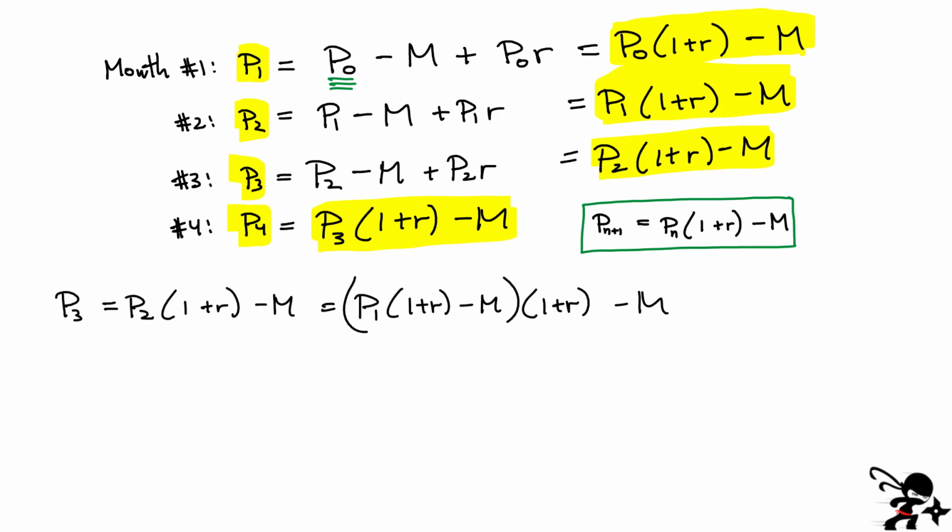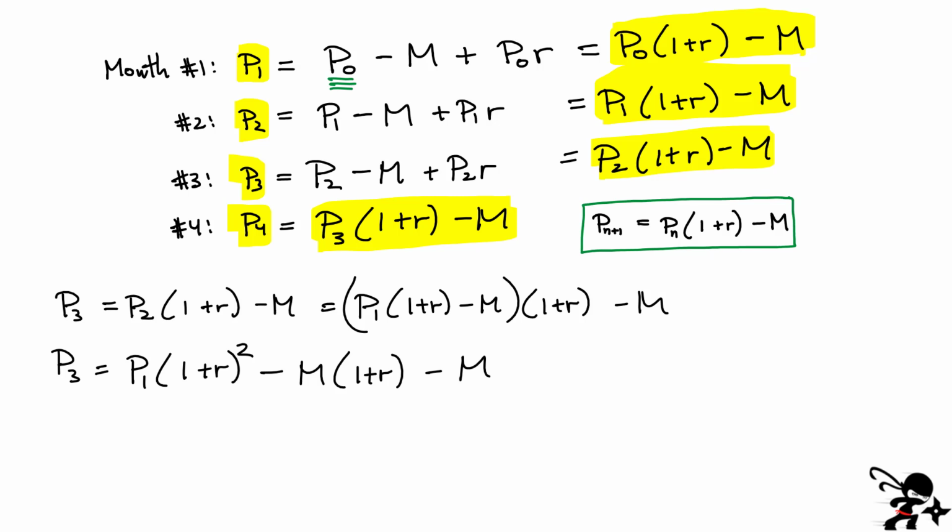Now, in order to not make any mistakes, let's carry that out. So now we have P3 in terms of P1. You're going to have 1 plus R. However, look what happens over here. This becomes squared. And then look at the next term. You get minus M, 1 plus R, and again, minus another M like this. This is getting interesting.